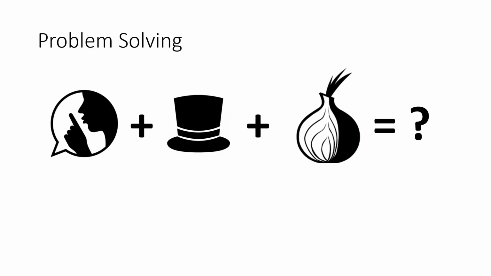Firstly then, a little problem for you. What do you get when you cross a shush face with a top hat and an onion? Well, by the end of this video, it'll be your job to write me an email and tell me exactly what these three things mean and how they combine to form intrigue in this novel.